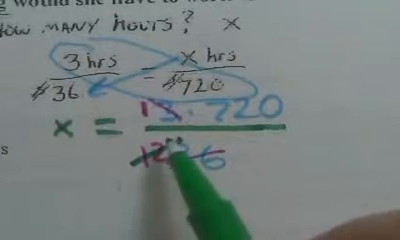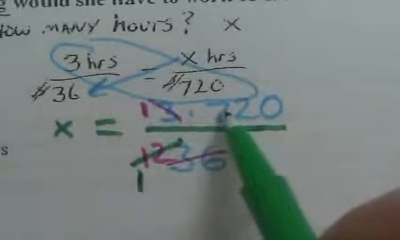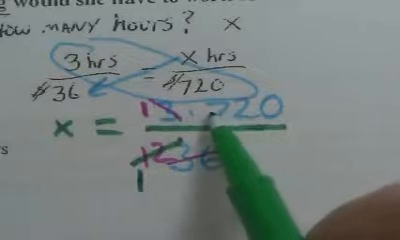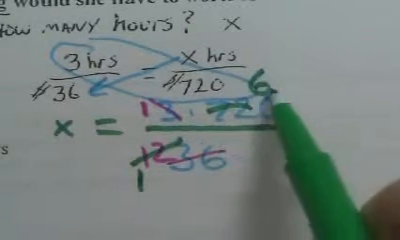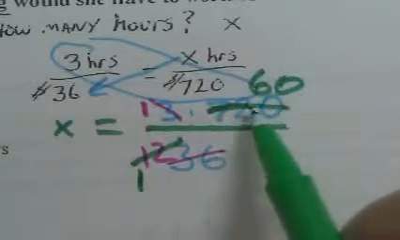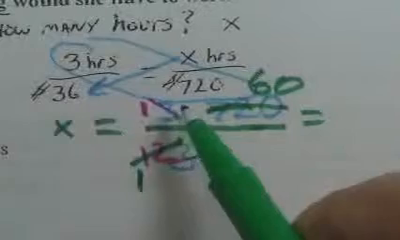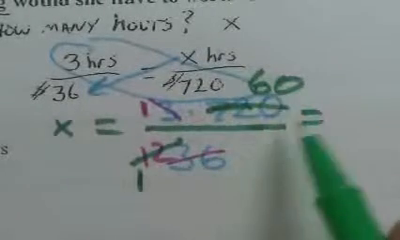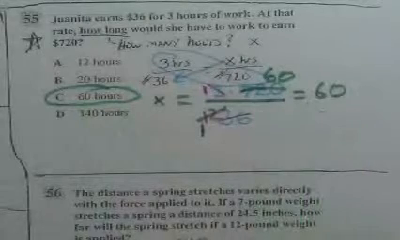12 goes into 12 once, so now we have a 1 down here. And 12 goes into 72. 12 times what is 72? 12 times 6. So this is actually 60. So 12 goes into 720 60 times. So what am I left with? 1 times 60 over 1. That's 60. Correct answer is letter C. She has to work 60 hours.